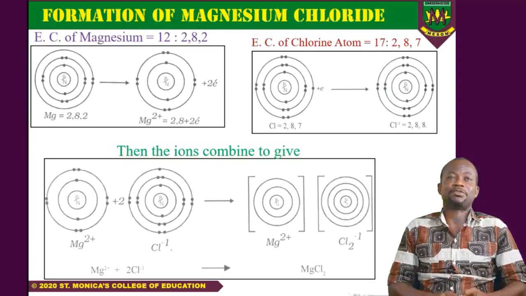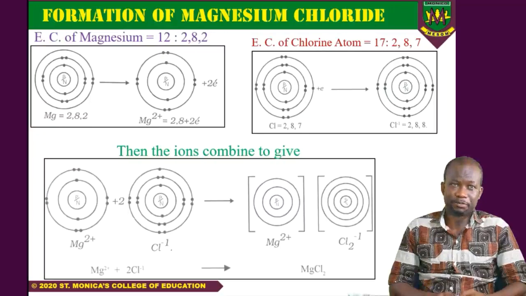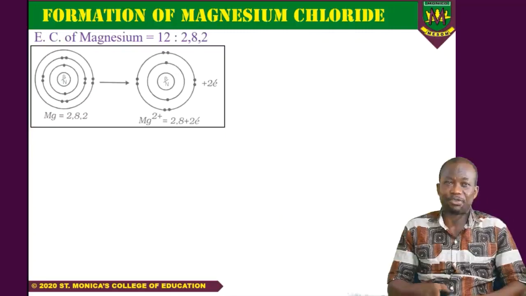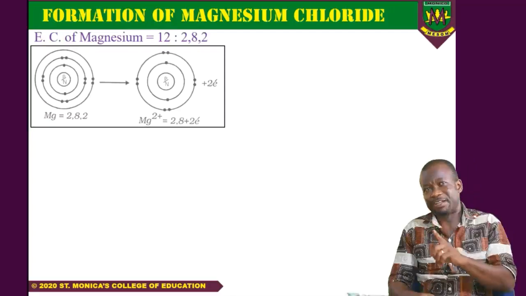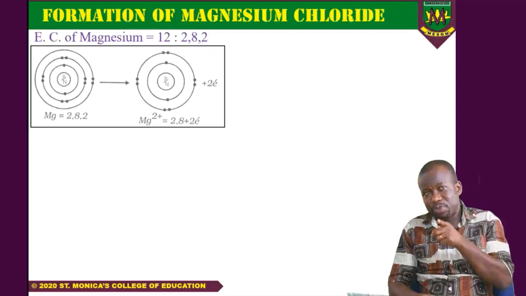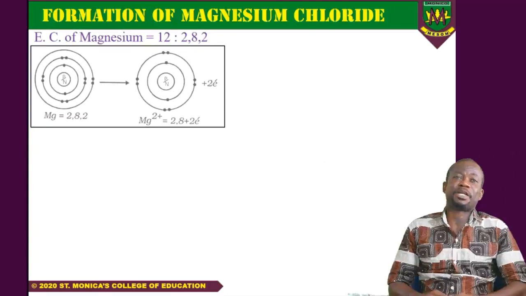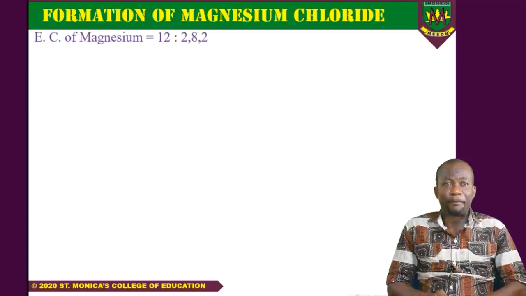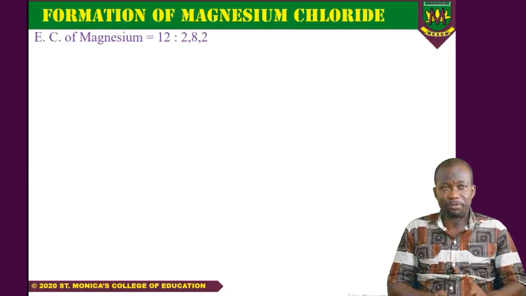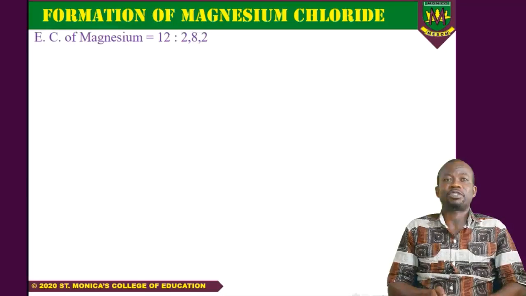Next, we are looking at formation of magnesium chloride. You know, magnesium chloride, the formula is MgCl2. We are not going to explain why when you write MgCl, you have to bring 2 as a subscript to the chlorine. Other than that, the formula that you write will be wrong. So pay attention and then listen attentively. So magnesium has atomic number 12. Its electronic configuration is 2, 8, 2.